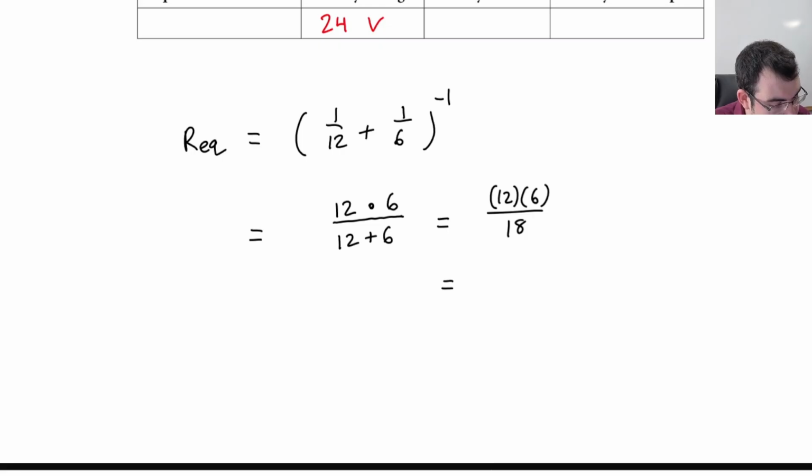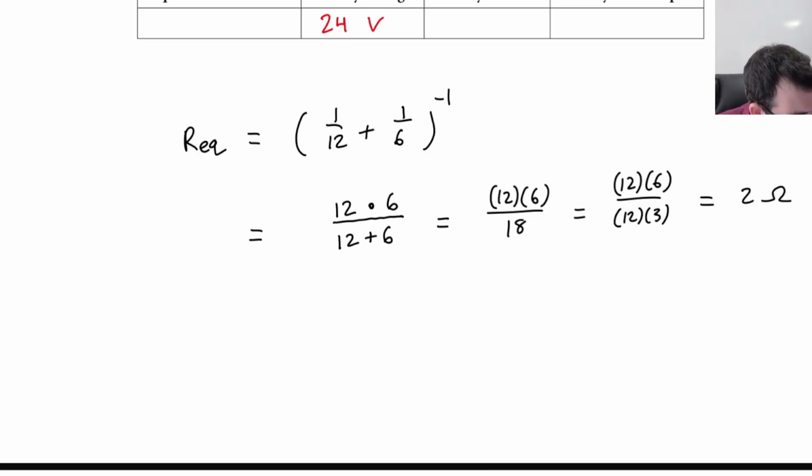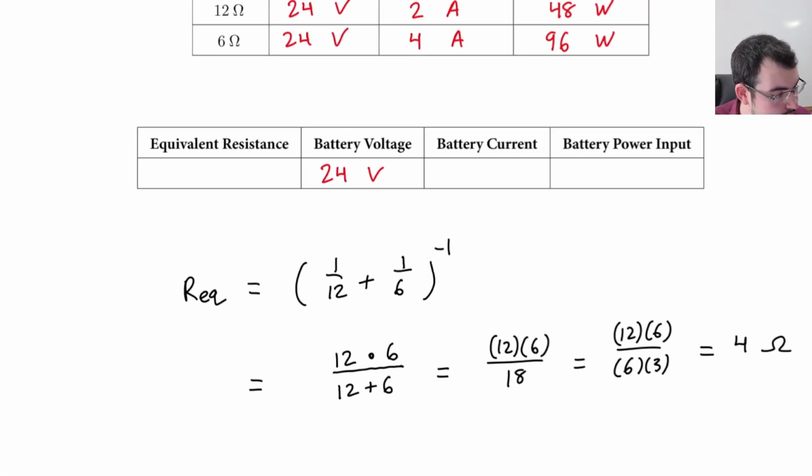And at this point, I would have just used a calculator because I would have written 18 probably is 12 times 3. So I get 2 ohms. Again, please just use a calculator. Wait, that's just not true. 12 times 3, I'm at 6 times 3. So we get 4 ohms. See, this is why we use calculators. Yeah, so it's 4 ohms.